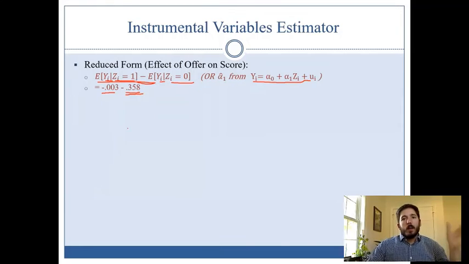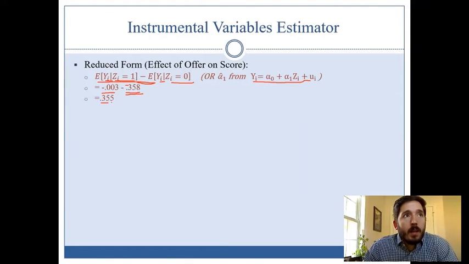Okay, so we have some numbers here from a study. I think there's a missing negative in here, but basically the idea was, people did better on this standardized math score if they were offered a seat on average than if they weren't offered a seat on average here, right? So we get a reduced form estimate of 0.355 from being offered a seat at this charter school.